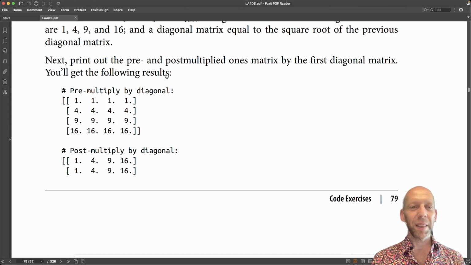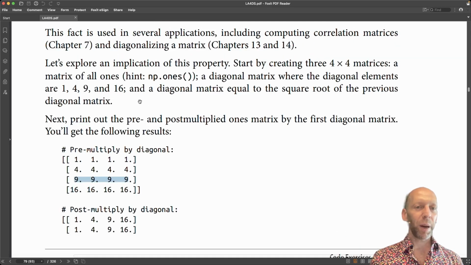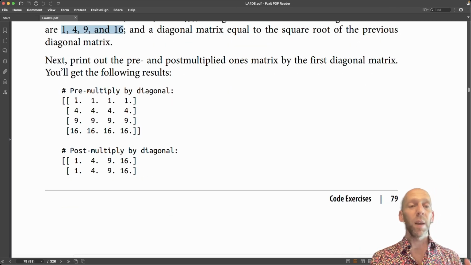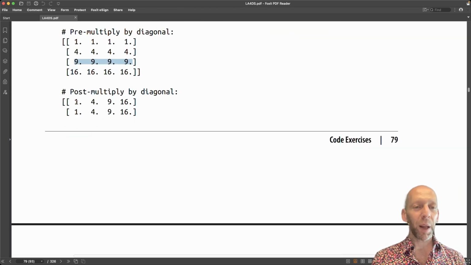And now here is the important point. When we pre-multiply the ones matrix by the diagonal matrix, you can see we are modulating the rows of the matrix. We start with a matrix of all ones, and we pre-multiply by this diagonal matrix that has these numbers on the diagonal. The columns don't really change. It's the rows that are being affected. And when we post-multiply, we see the opposite. So now the columns are changing.